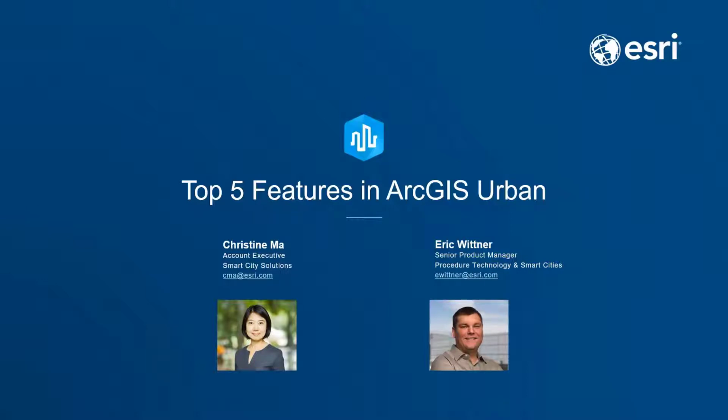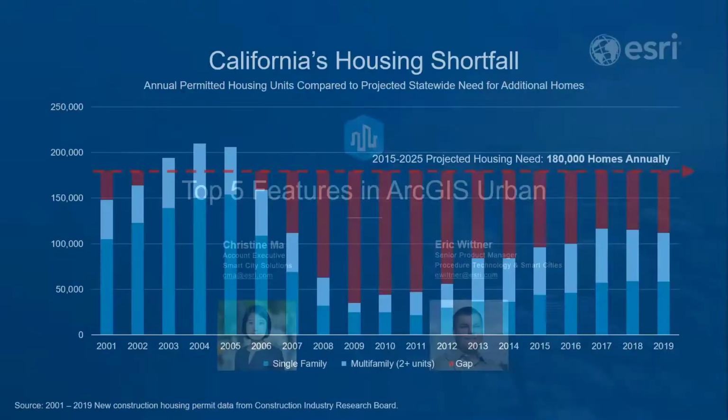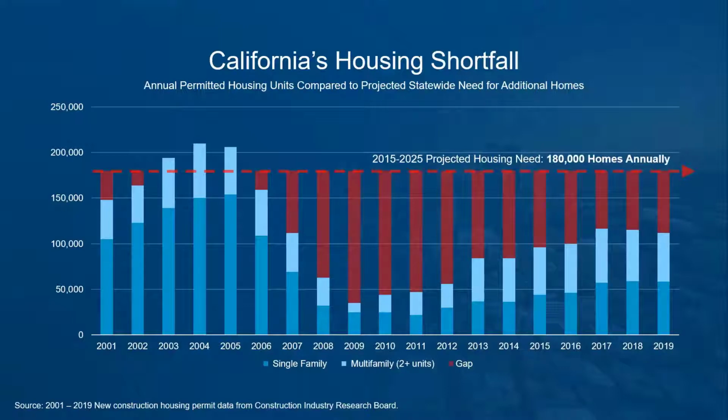We are very excited to share some new features in the latest release of ArcGIS Urban. But before we get into the highlights, I'd like to quickly touch on why we built a web-based planning system like ArcGIS Urban in the first place. To explain, I thought I'd start in our home state of California. Here you'll notice we are in the red, meaning over the last 10 years, we have not been able to close the gap between projected housing needs and actual permitted housing units.